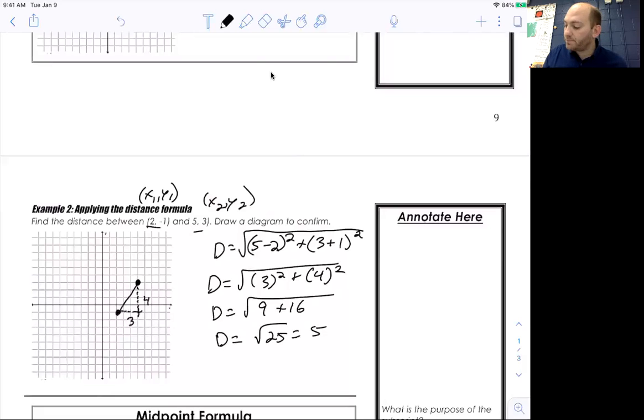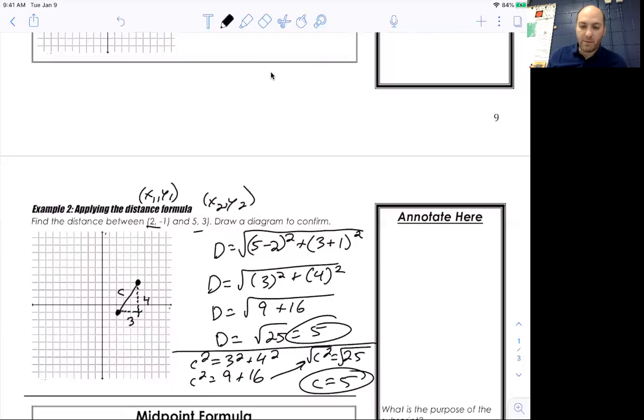So Pythagorean theorem, we'll just call that D for distance for now. No, wait, I was using C earlier for hypotenuse, so let's just use C still. Okay, so Pythagorean theorem says C squared is equal to 3 squared plus 4 squared. So that means C squared is equal to 9 plus 16. Hopefully you're seeing some connections between this problem and the distance formula. Okay, so that means that C squared is equal to 25. Square root both sides, C equals 5. Same answer.